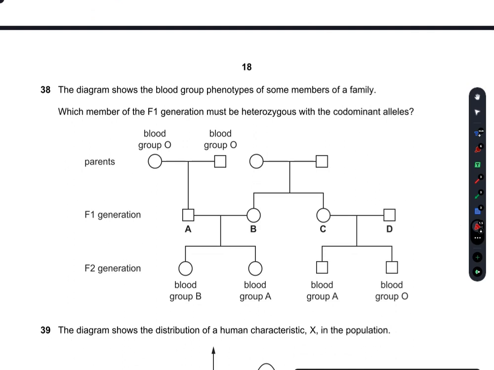The diagram shows the blood group phenotypes of some members of a family. Which member of the F1 generation must be heterozygous with the codominant alleles? So in this F1 generation, there must be a heterozygous organism with codominant alleles. If we check this, these two parents have ii and ii, both have blood group O, and they produce an offspring A which will definitely have ii. So this will also have blood group O.